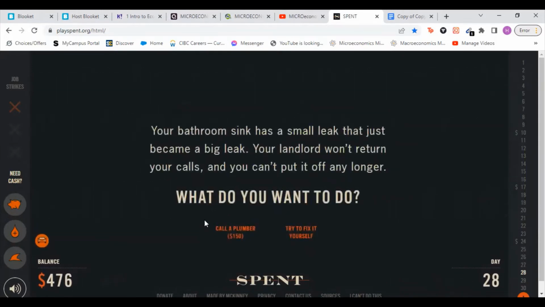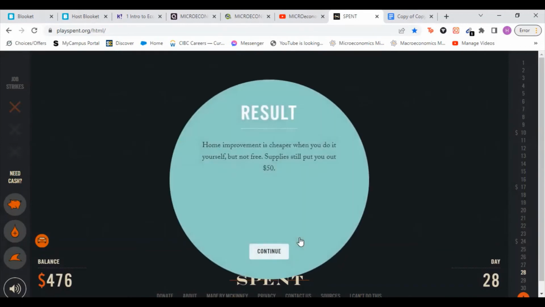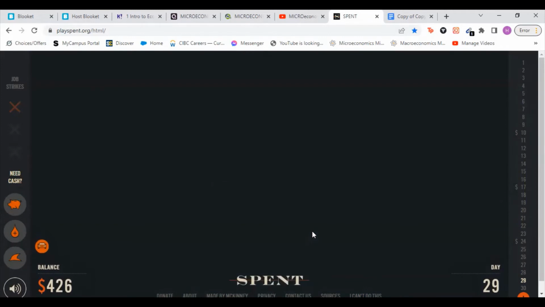Your bathroom sink has a small leak that just became a big leak. Your landlord won't return your calls and you can't put it off any longer. What do you want to do? I guess it depends on how inclined you are, but yeah, try to fix it. Yeah, good call. So you got to pay $50 for supplies.